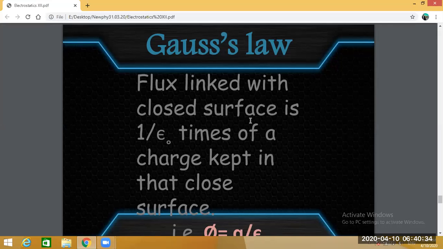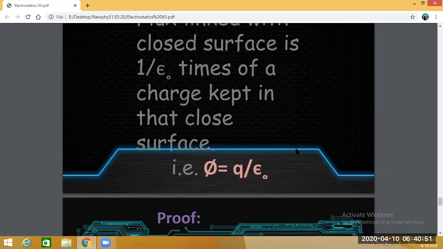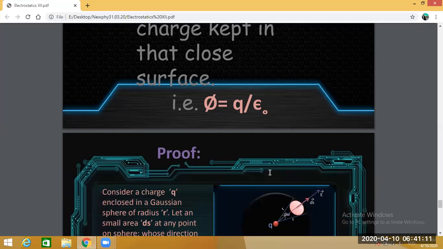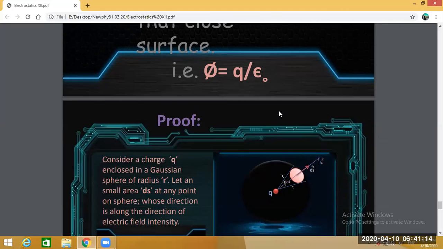Gauss law states that electric flux linked with a closed surface is just equal to 1 by epsilon naught times the charge enclosed by the surface. Mathematically, flux is denoted by phi, and according to Gauss law, net flux through the surface is just equal to Q by epsilon naught. Net flux through the surface is equal to the total amount of charge enclosed by the surface divided by epsilon naught. So let us prove this statement.